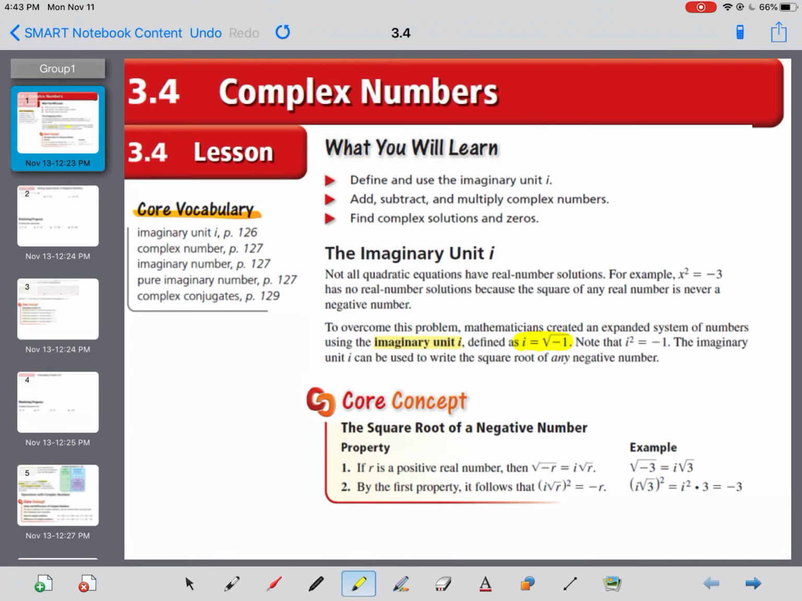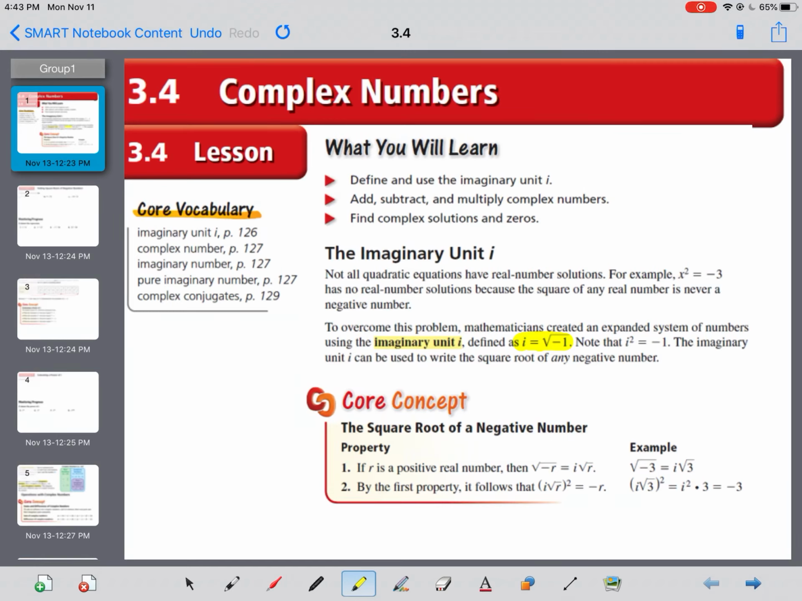If r is a positive real number, then the square root of negative r equals i times the square root of r. For example, the square root of negative 3 equals i times the square root of 3. By the first property, it follows that (i times the square root of r) squared equals negative r, because i times i is going to be negative 1, and square root of 3 times square root of 3 is going to be 3, so a negative 3. Works just like that.